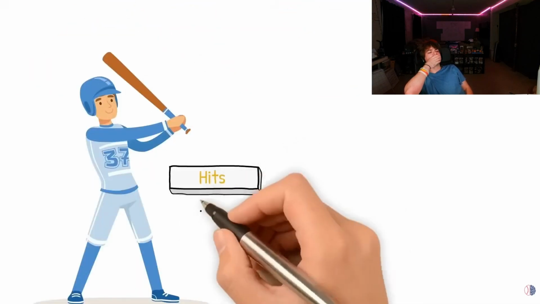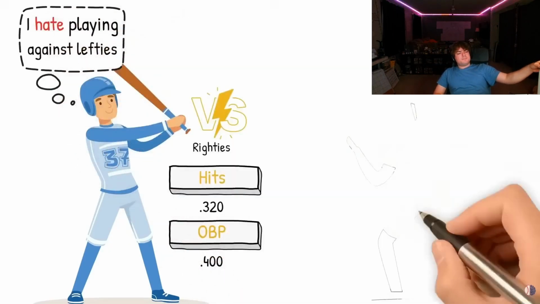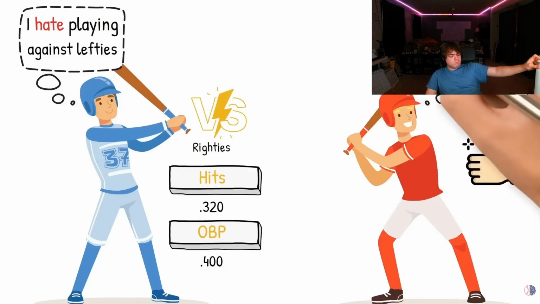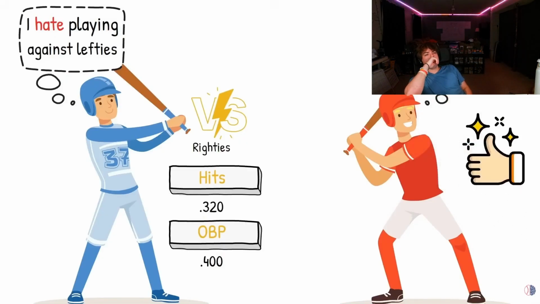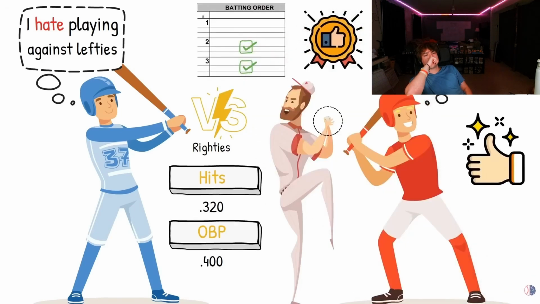So let's say you have player A, who hits .320 with a .400 OBP versus righties, but struggles badly against lefties. And player B is just okay overall, but he's your best hitter against left-handed pitching across all statistics. If you're facing a lefty starter tonight, player B may be your best option, maybe even hitting second or third. And that's just the beginning.